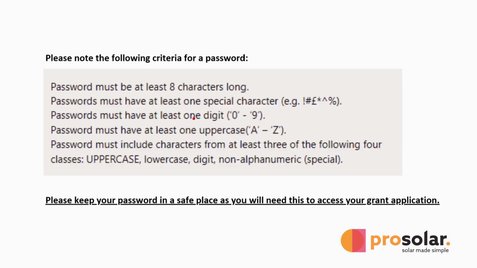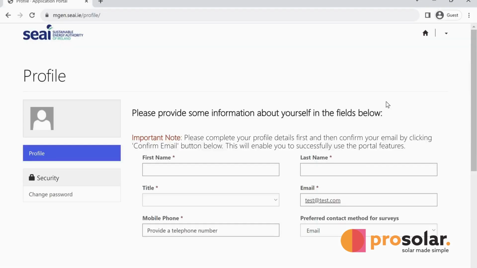Please note the following criteria for passwords. They must be at least 8 characters long, have at least one special character, such as a £ or euro, must have at least one digit from 0 to 9, and at least one uppercase or capital A to Z letter. Passwords must include characters from at least 3 of the 4 following classes: uppercase, lowercase, digit, non-alphanumeric, that's special. Please keep your password in a safe place as you will need it to access your grant application later.